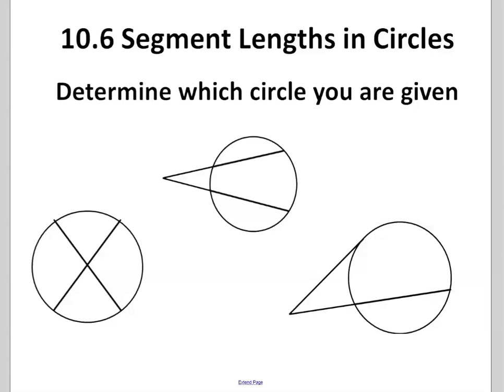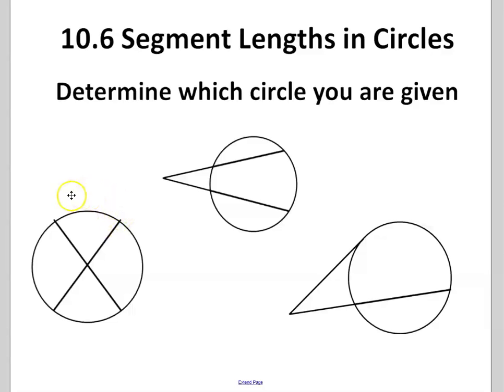Okay, so here's section 6, everybody. In this section, we're taking a step away from looking at angles and arcs, their measures, and now we're going to look at the lengths of segments and how segments are split and related to each other within circles. So in here we're going to have three types of segments intersecting circles, three types of situations.